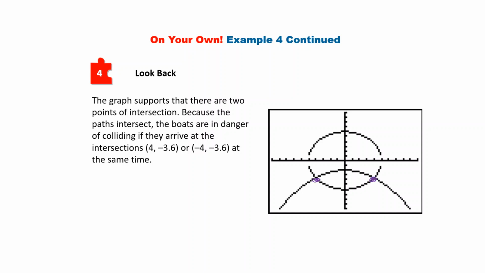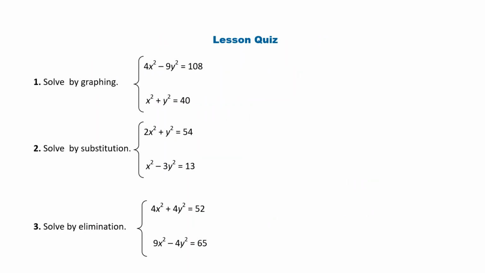Because the paths intersect, the boats are in danger of colliding if they arrive at the same intersection at the same time. Okay, next. Here's just some sample solving by graphing, solving by substitution, and solving by elimination. Turn your video off and give these a try, and then I'm going to give you the answers, and then we'll be done.